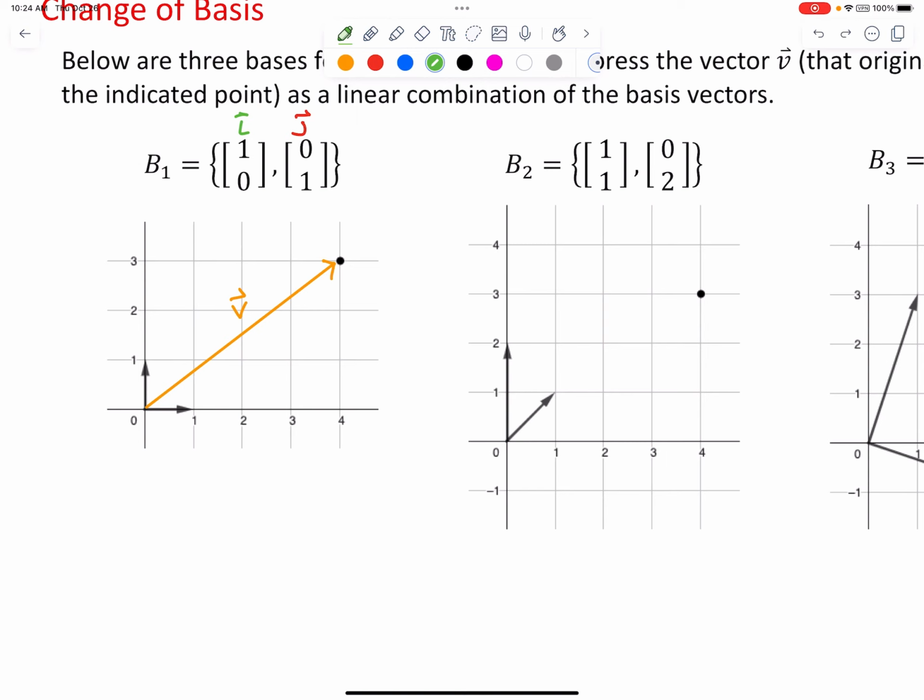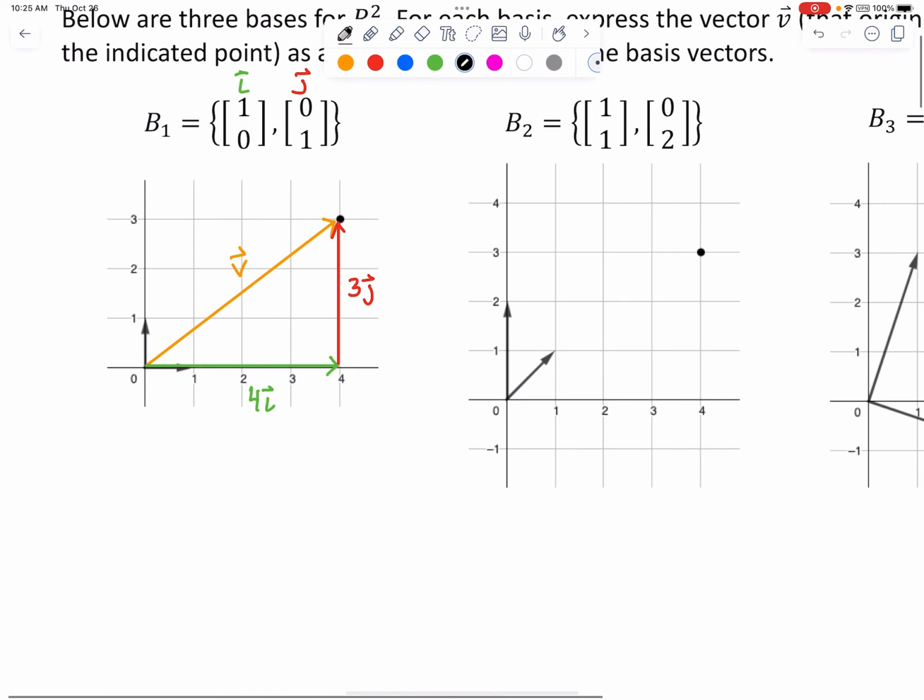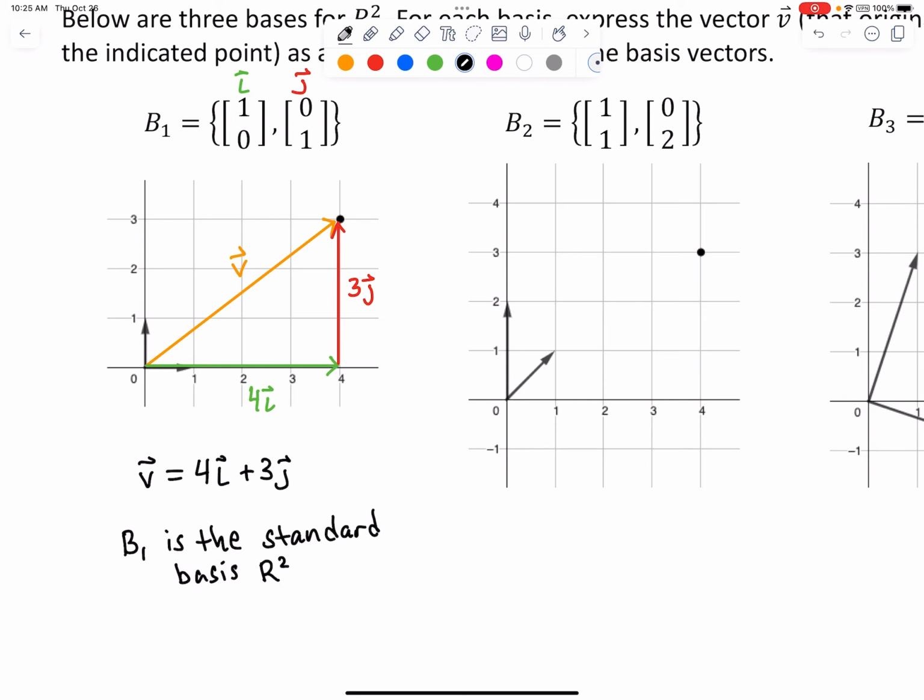Now, the task is to find the linear combination of these basis vectors that will produce the vector v. We can see that if we do 4 copies of the i vector, that'll produce this green vector, and then we need to add to that 3 copies of the j vector. Add these two vectors and we get the orange vector v. Therefore, we can express the vector v as 4 copies of the i vector plus 3 copies of the j vector. And note that this basis, we're calling it b1, is simply the standard basis for R2.